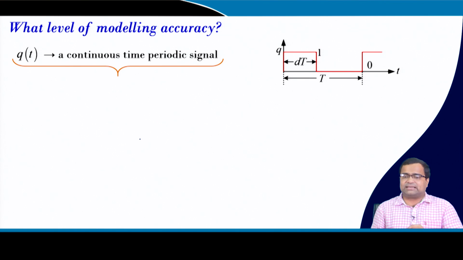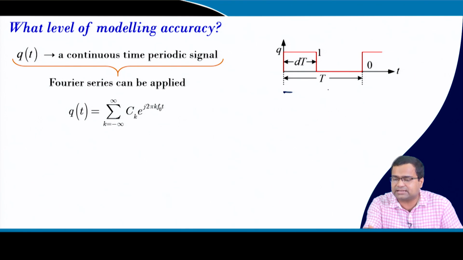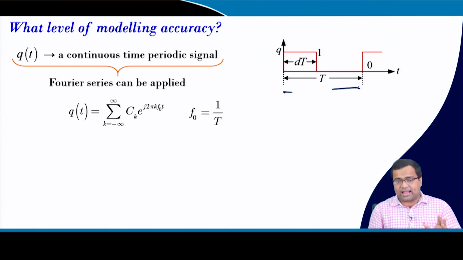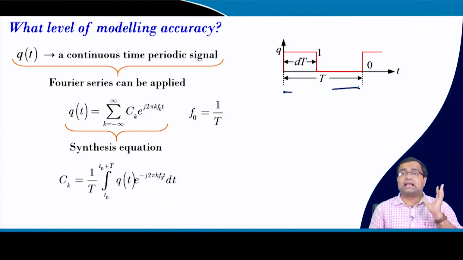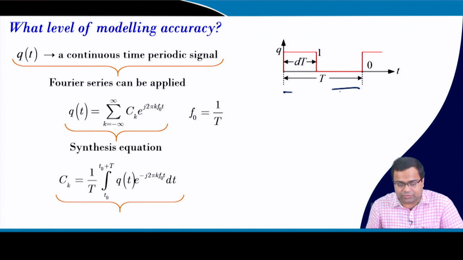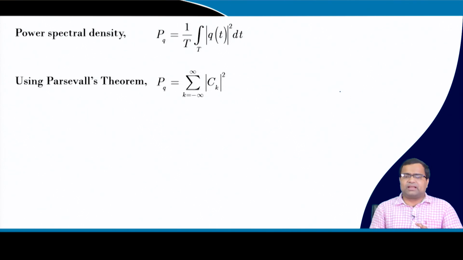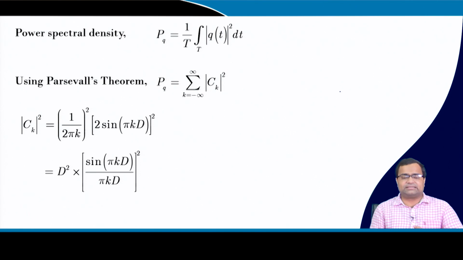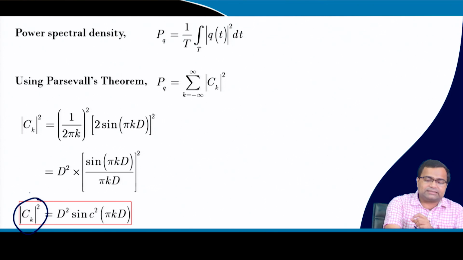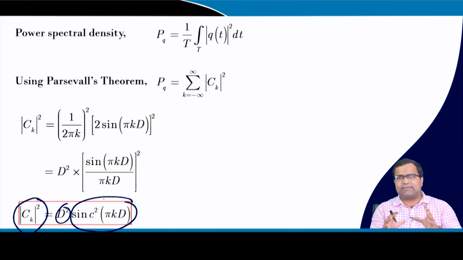Now, if we go back to a periodic signal Q of t, and if we apply Fourier series, because it is a periodic signal, under steady state its time period is fixed. So, we can write this Q(t), the gate signal, with the synthesis equation as well as the analysis equation, and you will find there will be a DC component corresponding to the analysis equation. If you go to the power spectral density, which can be obtained from Parseval's theorem, the power spectral density can be written simply as D squared into the sinc function squared, okay. I am not going into the derivation, but this can be derived.